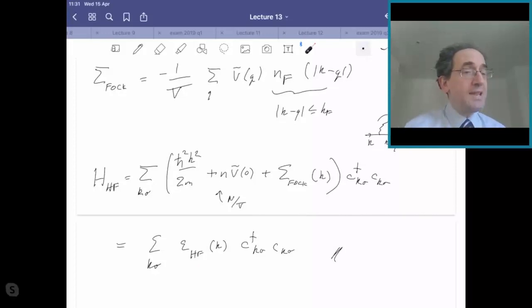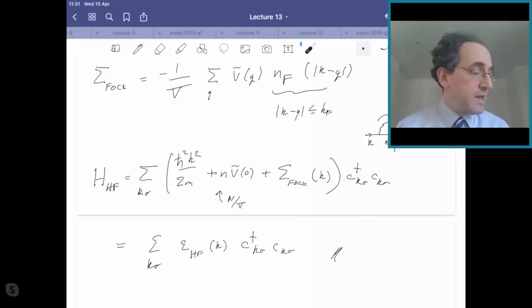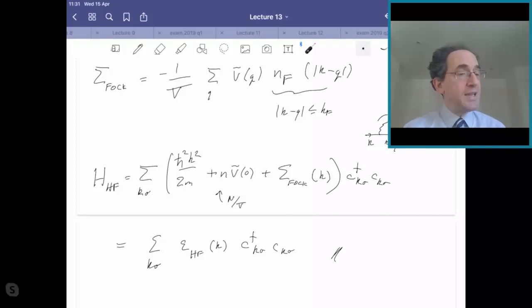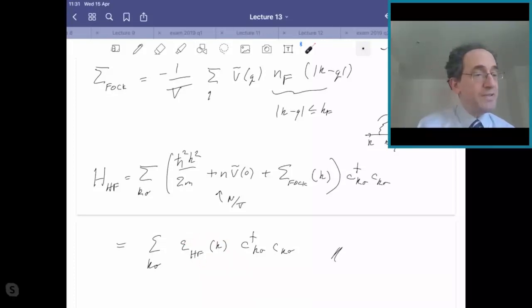Okay, and that might seem surprising. By guessing a Fermi sea ground state, we guessed the right Hartree-Fock ground state, and the only thing Hartree-Fock is doing is giving a modification to the energy as a function of k. It might seem surprising that we managed to guess the right ground state at the first iteration, and didn't have to iterate Hartree-Fock self-consistently until convergence.